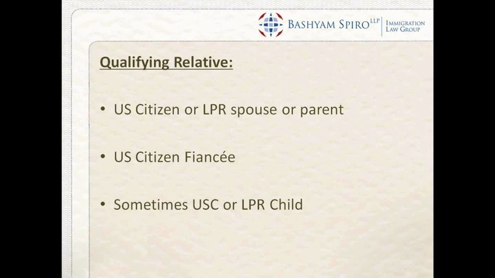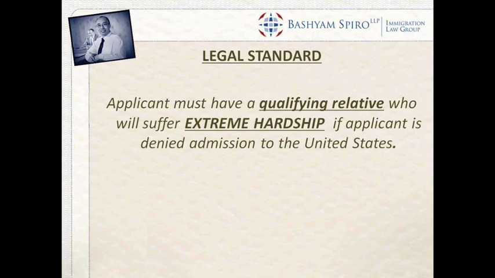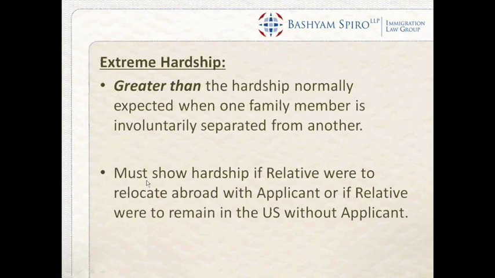So that's one, I don't want to call it a mistake or maybe a misunderstanding. People will often think that they can use their U.S. citizen child as a qualifying relative, but most times that child is not a qualifying relative for this type of case. And what type of hardship are we speaking about here, Amy? Well, we're talking about extreme hardship.